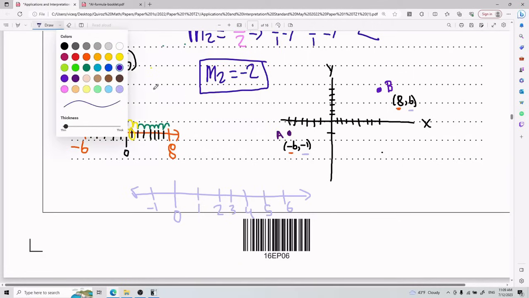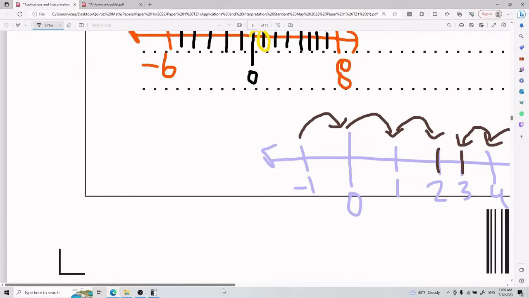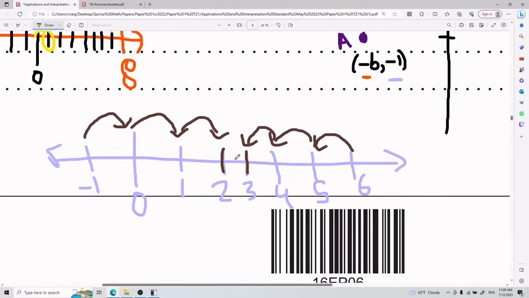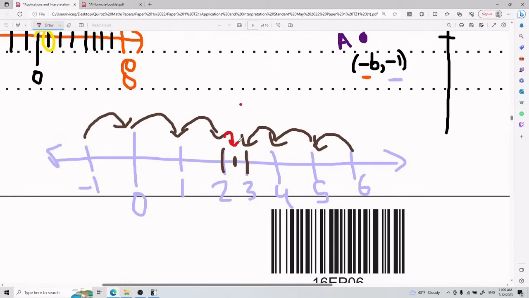So what is the middle point? Well, I'm going to jump once here, jump once there. Jump once here, jump once there. Jump once here, jump once there. And now, since they're facing each other, that means my middle point is actually going to be right here. So that is my middle point. If they both jump one more time to meet in the middle, it would be 2.5.